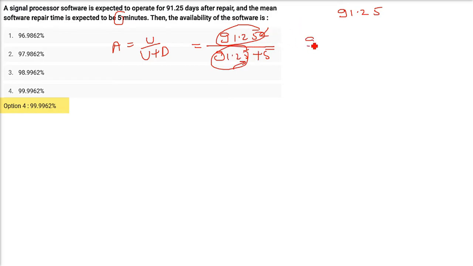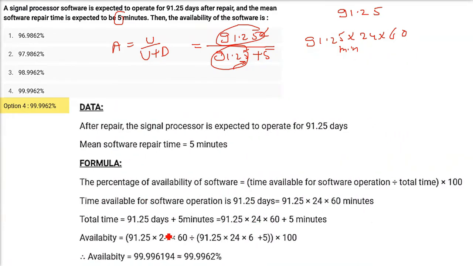So what you can do: 91.25 multiplied by 24 hours and then by 60 minutes. Now you put it here. The same thing is done here: 91.25 into 24 into 60, divided by 91.25 into 24 into 60 plus 5. Just convert it, and you will get 99.99. In percentage it will be 99.99, 62 to be very precise.